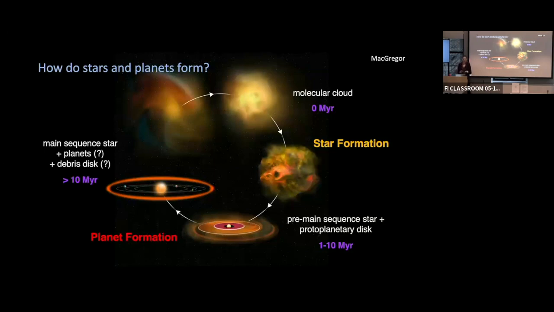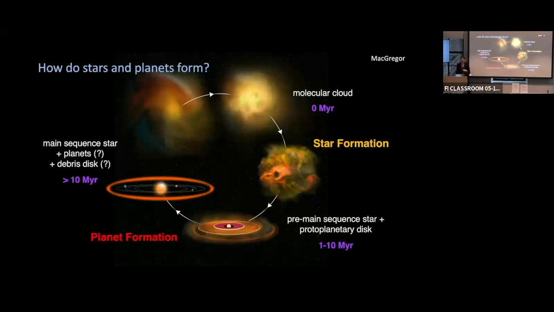And then the majority of material from these disks is actually cleared away. And what we're left with is a main sequence star, like our sun, any planets that formed during that earlier protoplanetary disk phase, and a remnant disk of material, what we call a debris disk. This is sort of like the asteroid and comet belts that we have in our own solar system. You can think of this as a debris disk.